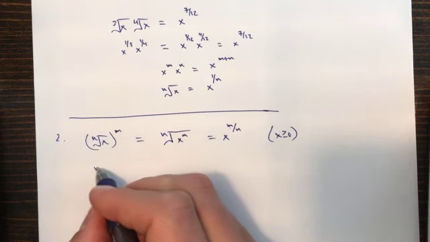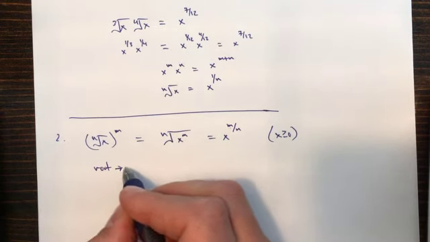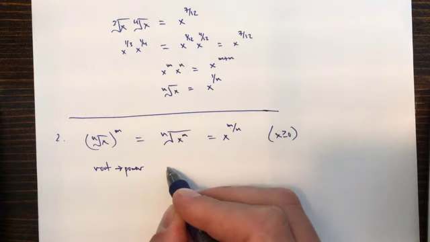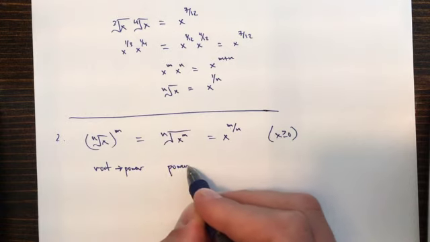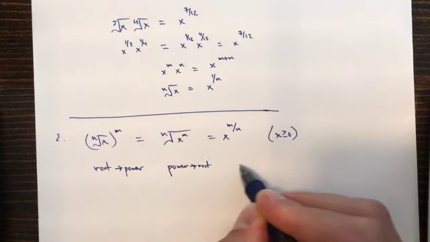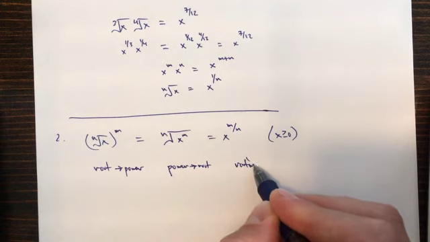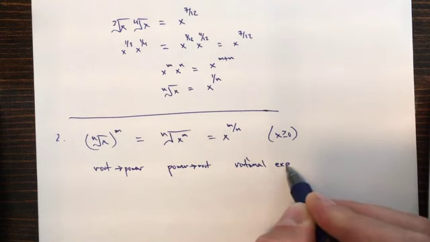So basically this is root, then power. This is power, then root. And this is as a rational exponent, which can sometimes be the simplest way to do it.